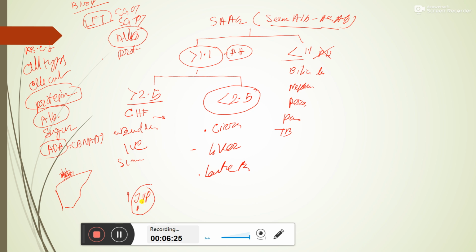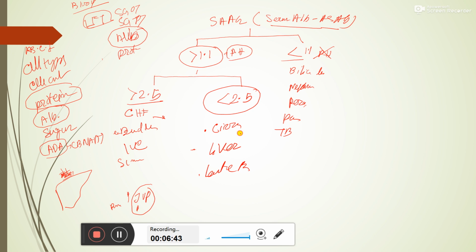Raised pulsatile JVP and only raised JVP is seen in SVC obstruction. Raised pulsatile JVP is seen in right heart failure. Okay. In IVC, inferior vena cava obstruction, there is also high SAAG, high protein ascites.